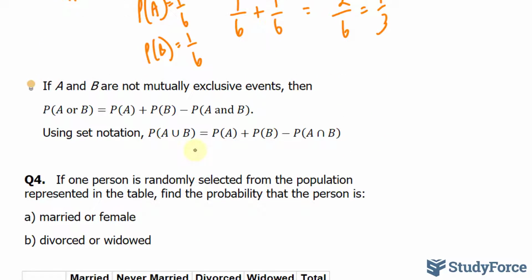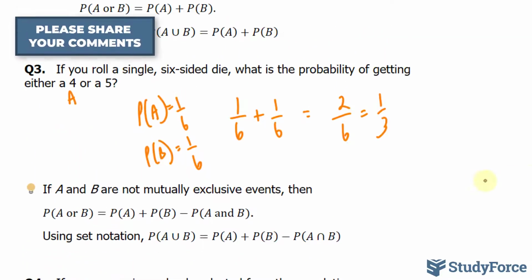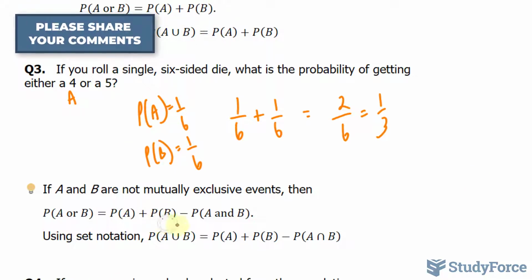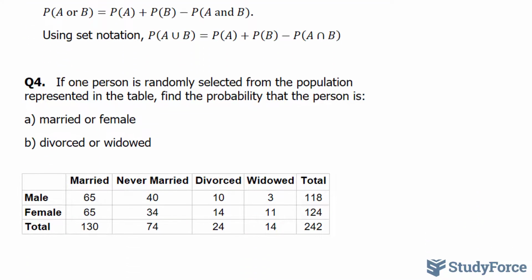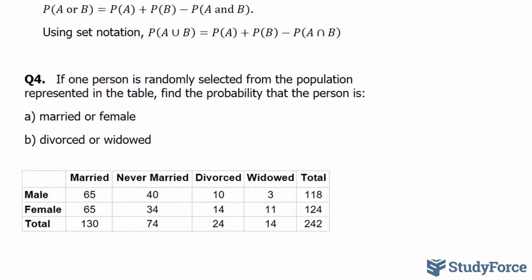Next, if A and B are not mutually exclusive events, then we can say that the probability of A or B is equal to, this part remains unchanged from what we had above, minus the probability of A and B. So let's do a question related to this. If one person is randomly selected from the population represented in the table, find the probability that the person is married or female. So this column represents married and this row represents female.